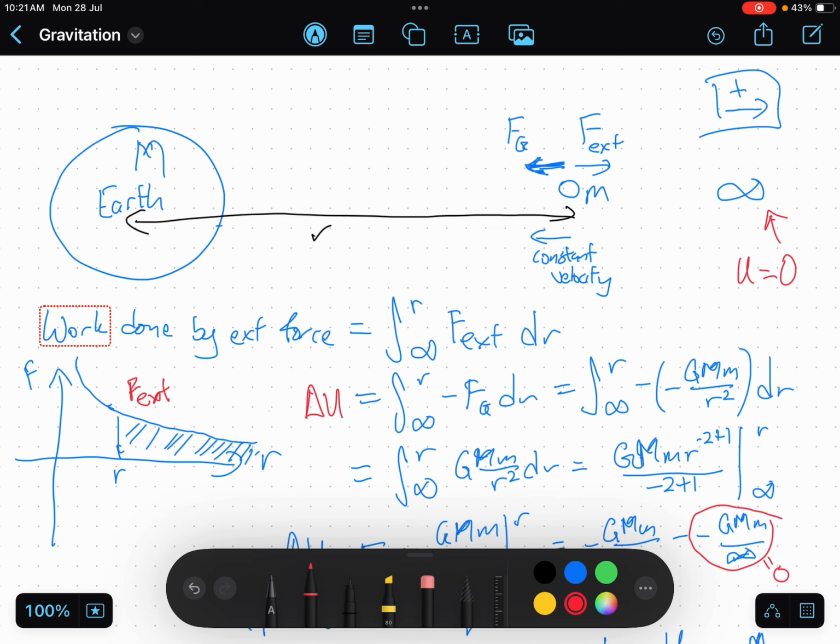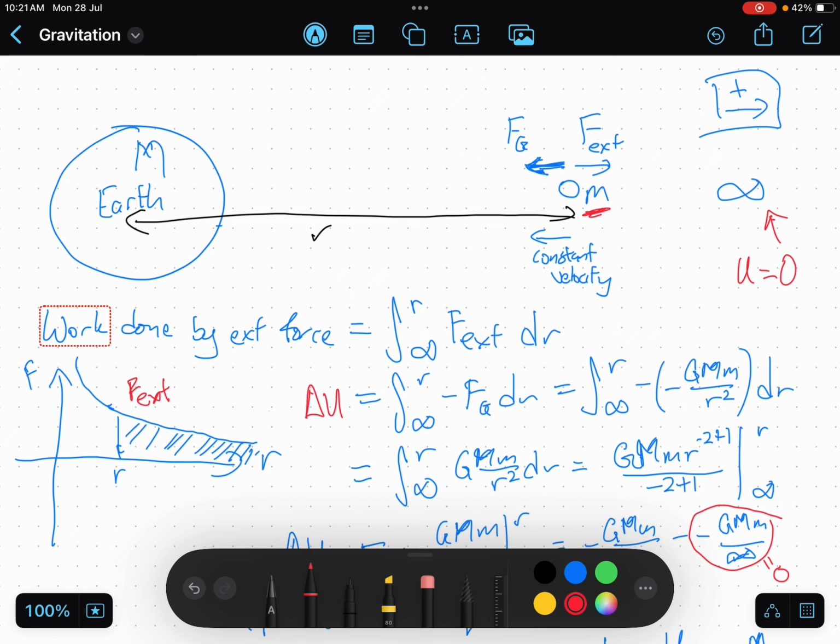Likewise in this case, for gravitation in terms of planets, we tend to define infinity as zero gravitational potential energy, because that's the best reference that we can have for planets. So if at infinity I have a small mass m, let's say this m over here, the m at infinity will have 0 GPE.